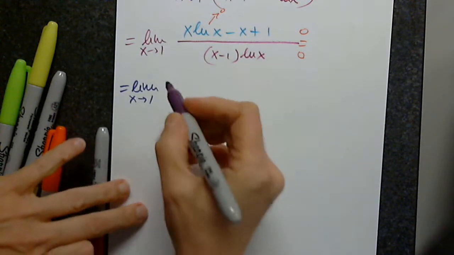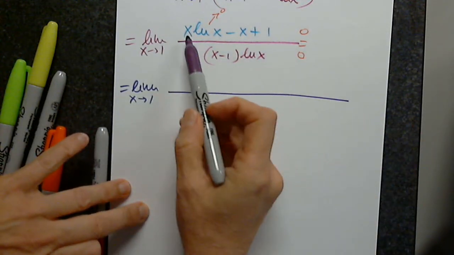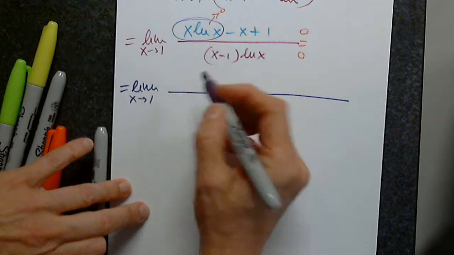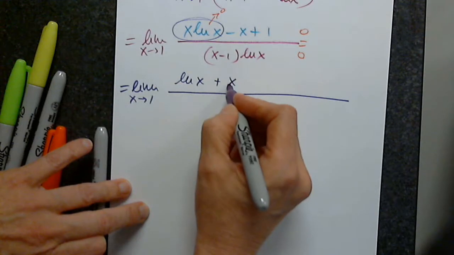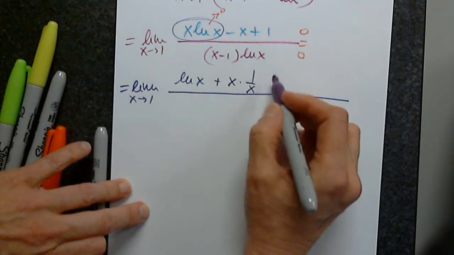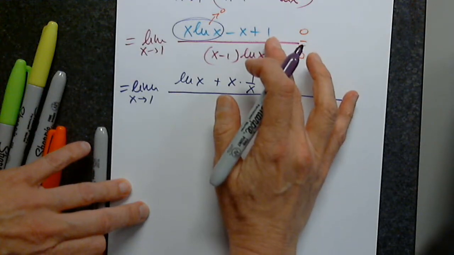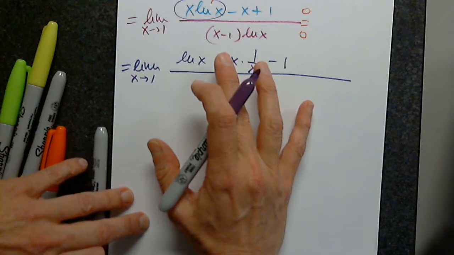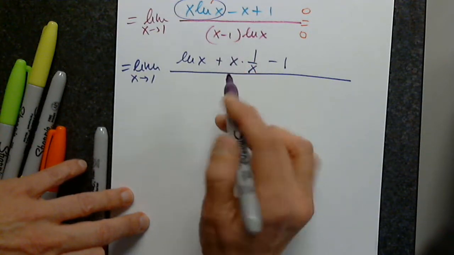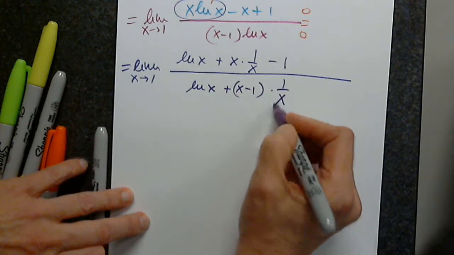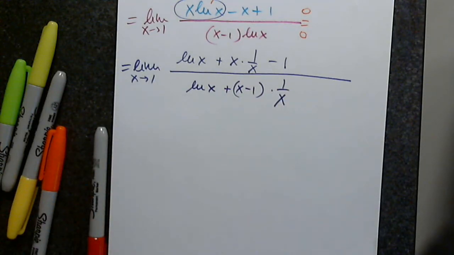Okay. So the numerator is a product. The first function prime is 1 times natural log x plus x times the derivative of natural log x, which is 1 over x, and then minus 1. And this prime is 0. Now I have to be careful because there is a product in the denominator as well. The first function prime is 1 times natural log x plus x minus 1 times 1 over x when I differentiate the second function. Are we okay so far?